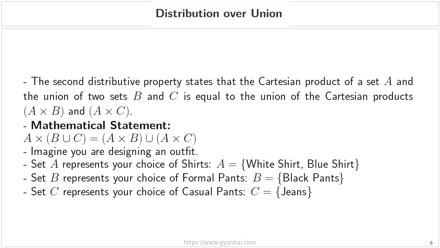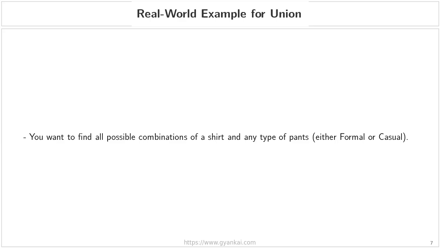real-world scenario. Now that we have successfully verified how the Cartesian product distributes over an intersection, let's move on to our second property, distribution over a union. Real-world example for union. Now that we have the sets for our shirts and pants, let's apply the distributive property to see it in action.